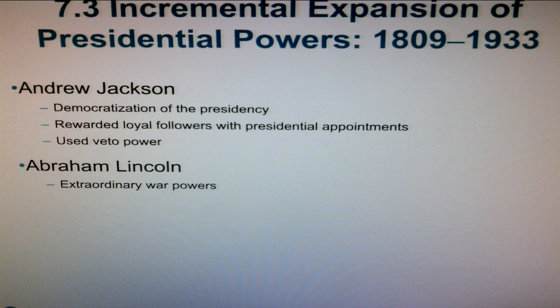Lincoln uses a lot of war powers. He suspends the writ of habeas corpus, putting people in jail basically without giving them a reason, because he's trying to keep the Union together. He really didn't want the border states to secede from the Union. And so he really expands presidential powers during times of war.